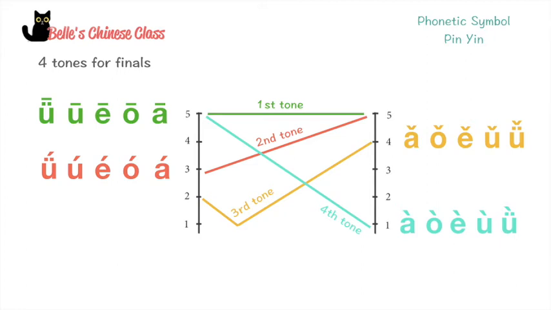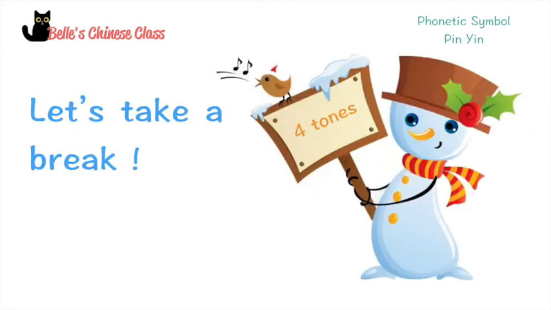Okay, these are the 4 tones for Pin Yin. They are very straightforward except the third one. They basically follow the music pitches. So you can play it on a keyboard and practice it, follow the pitches. Okay, we learned the 4 tones now. Let's take a break and then come back with the pronunciation of Chinese characters.